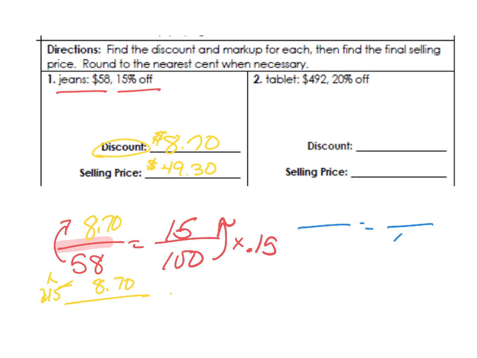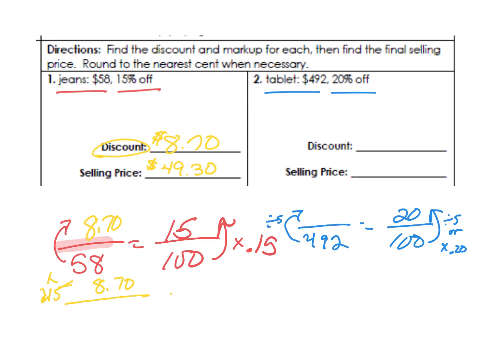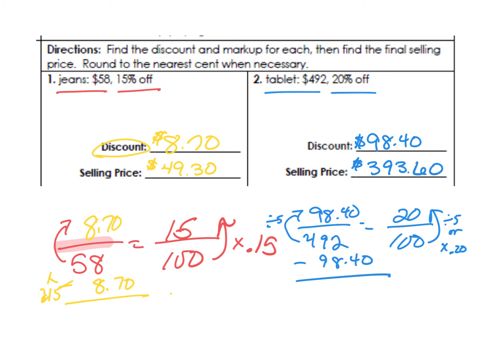So now let's go on to number 2. Again, I'm going to set up our percent proportion. The tablet is $492. That's going to go on the bottom. That's the whole price. And we're going 20% off. So I can either divide by 5 or I can multiply by 0.20. Usually divide by 5 works better. It's a little bit easier. When I divide by 5, I get $98.40. So my discount is $98.40. So I'm going to subtract that from $492, and I get a selling price of $393.60.